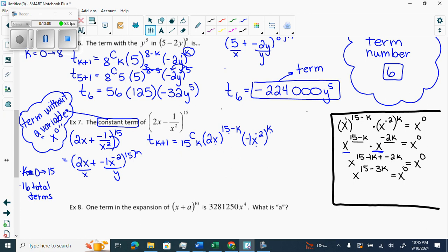So what do I want essentially? If this is x to this exponent and this is x to this exponent, I want those exponents to be equal. So I want 15 minus 3k to equal 0. Do we agree? So what does k have to be in order for that to happen? 5. Could you solve it out? Could you subtract the 15 and divide by negative 3 and get 5? Yeah. Or could you look at it and say, oh, I need this to be negative 15. So k equals 5.